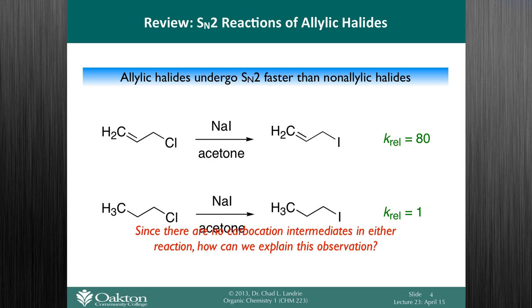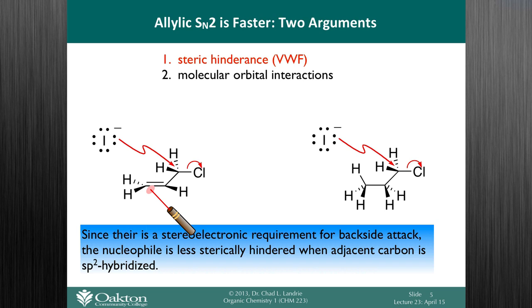In an allylic chloride, this carbon is sp2 hybridized, therefore it's flat, and there's less steric hindrance as the nucleophile comes in to do backside attack. This carbon in the saturated compound is sp3 hybridized, therefore the nucleophile experiences more steric repulsion as it attempts to do backside attack during the SN2 process.